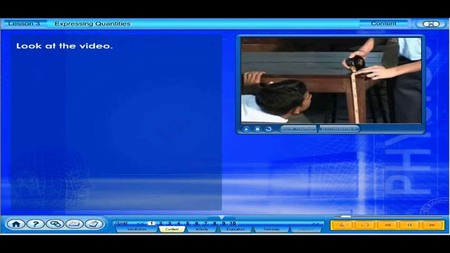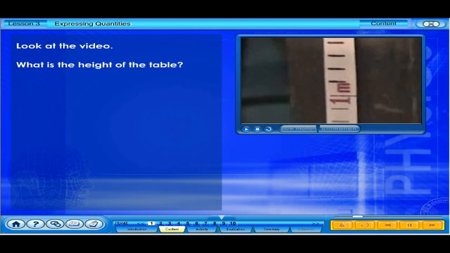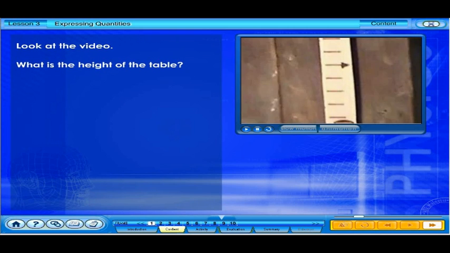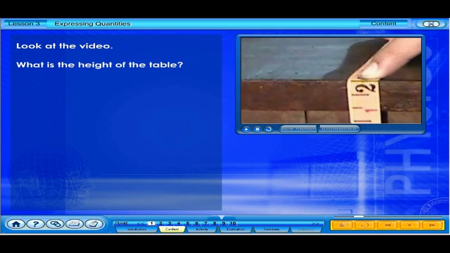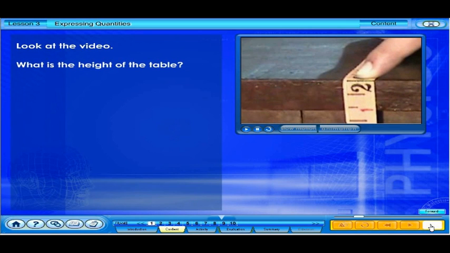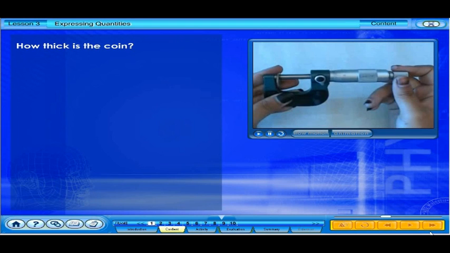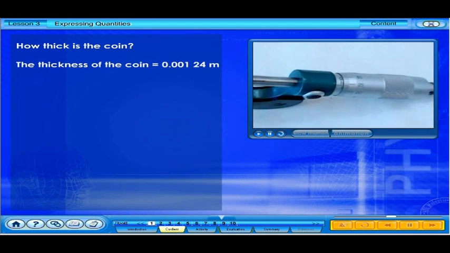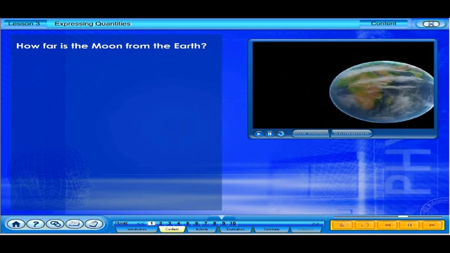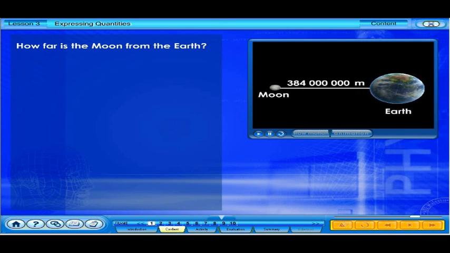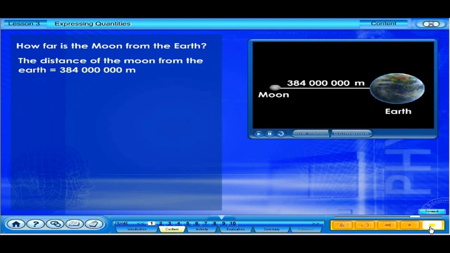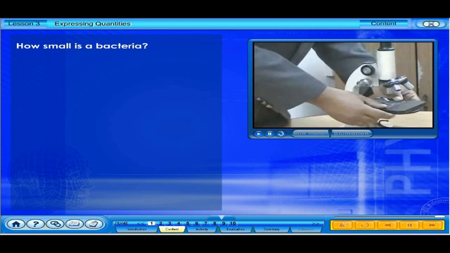Look at the video. What is the height of the table? How thick is the coin? How far is the moon from the Earth? How small is a bacteria?